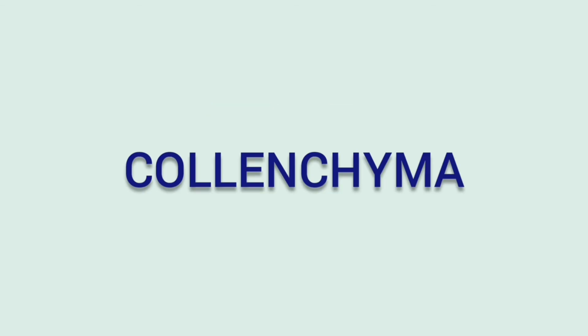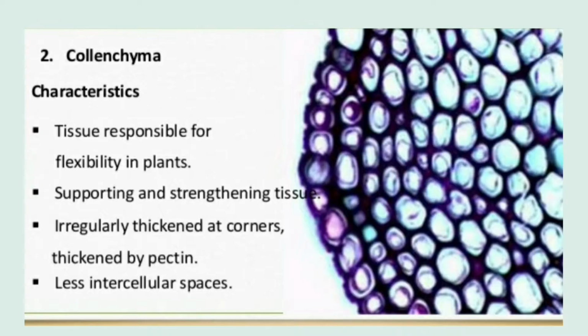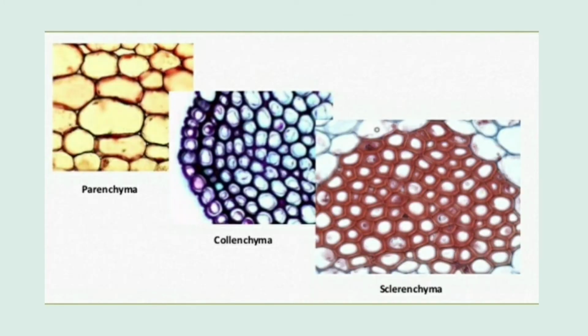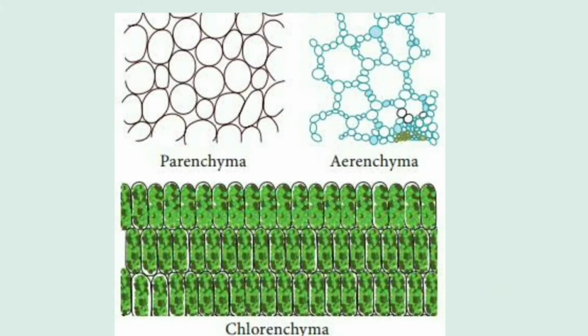The next type of ground tissue is the collenchyma. Collenchyma tissues are thick-walled. They are longer when compared with the parenchyma. In the sclerenchyma, the cells are thick-walled and they are tightly packed without spaces. So, when compared to dermal tissue, the ground tissue is of various types. And some of the cells of the ground tissue help in photosynthesis.